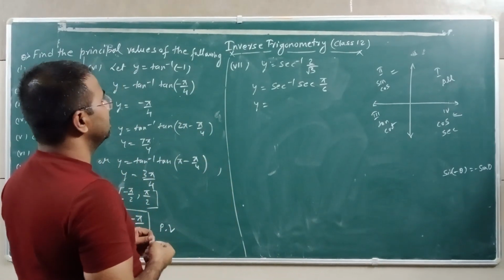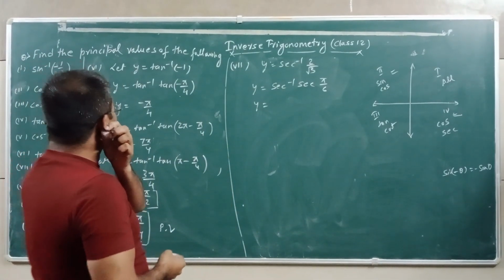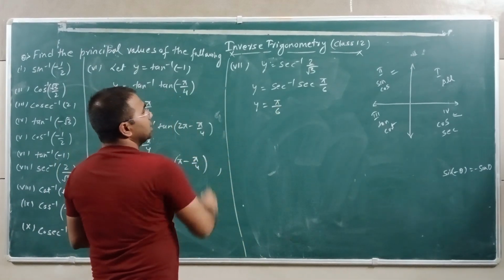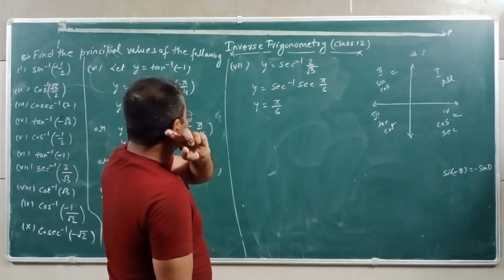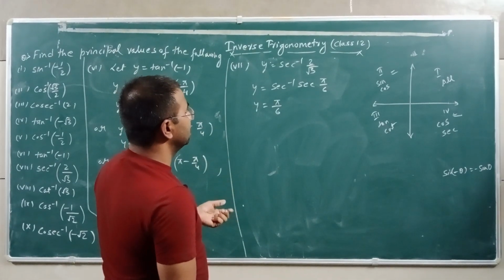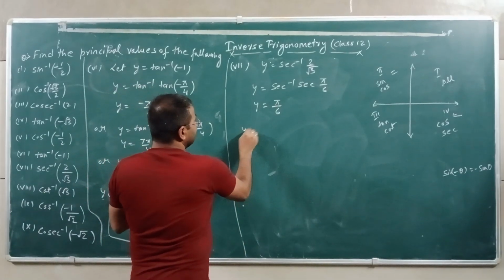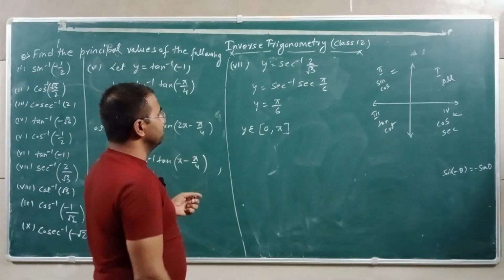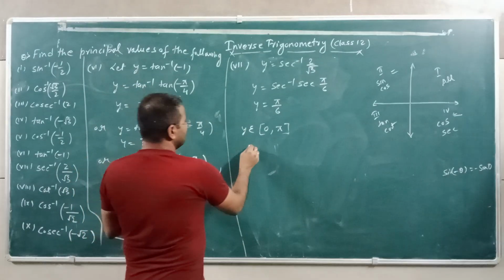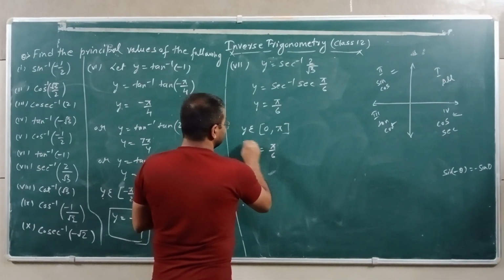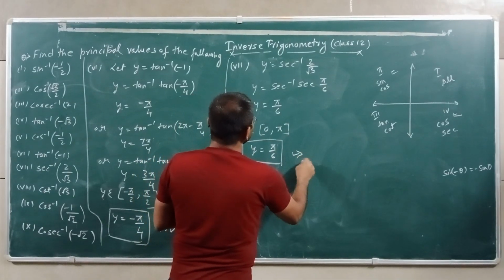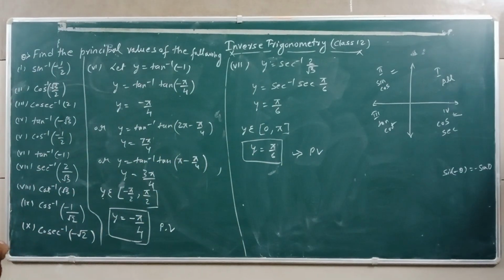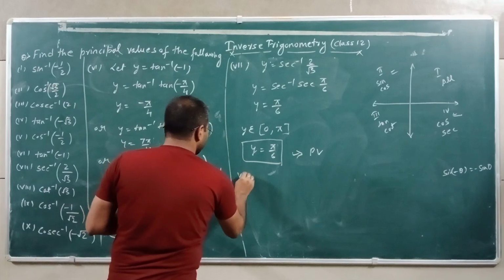Okay, then what will y be? Pi upon 6 means 30 degrees, and the cos value of 30 degrees is root 3 upon 2, and the sec value is 2 upon root 3. Then y will be pi upon 6. Okay, and this is a positive value. In the fourth quadrant you will get a positive value, and in the first quadrant you will get a positive value. And the range is 0 to pi, and pi upon 6 lies between 0 and pi. So the principal value of sec inverse 2 upon root 3 will be pi upon 6. Okay, now let us see the next one.